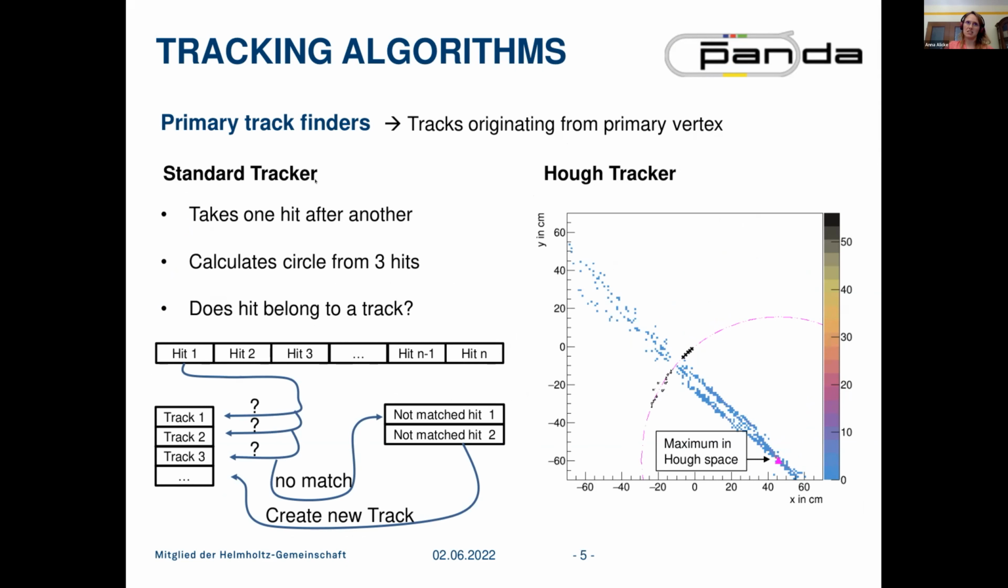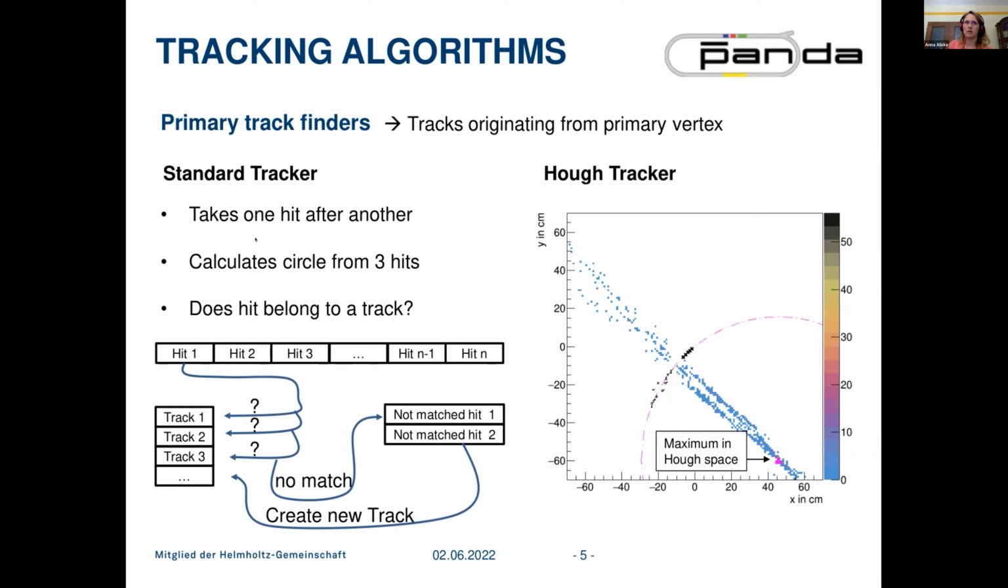Let me now start with the standard tracker. The standard tracker is the currently used track finder in PANDA, and it is the benchmark. It was a benchmark for me in my PhD because I wanted to improve the standard tracker or develop algorithms which are better than the standard tracker.